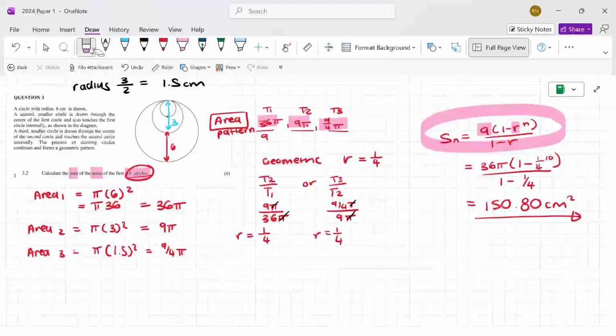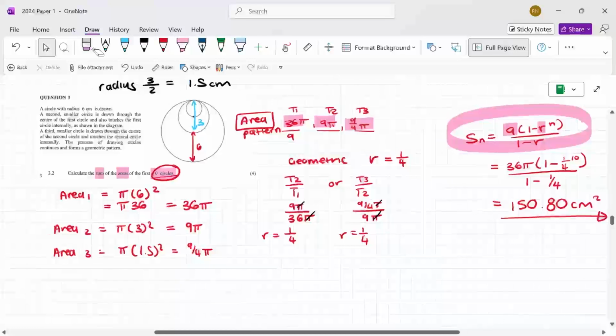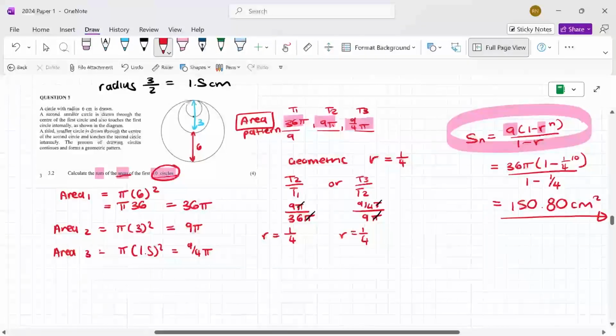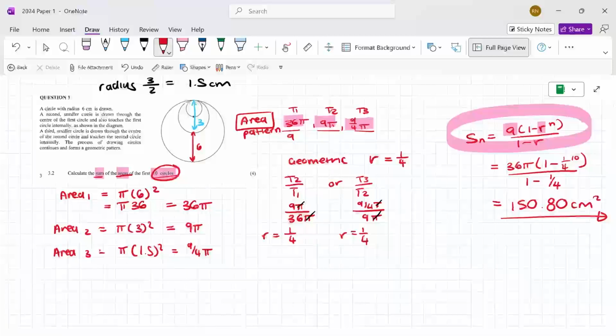Okay, so we first started off with, I was told that I wanted the sum of all the areas. So sum means I want to add up all the areas for the first 10 circles, but I don't want to find the areas for all the circles. So I'm going to make a pattern for each of them.